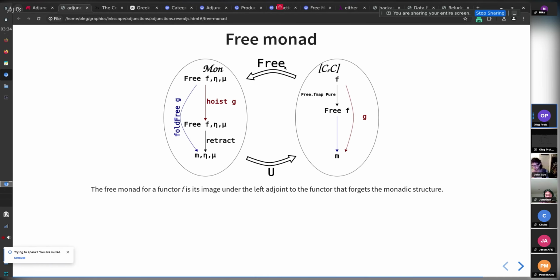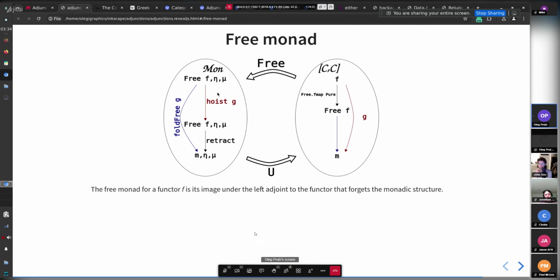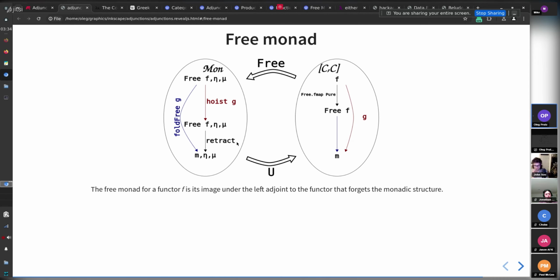So it's easy to see how free acts on objects, right? And on morphisms, you have this function hoist, either hoist or hoistFree, for mapping morphisms in the endofunctor category, natural transformations, to morphisms in the category of monads. And the counit of this adjunction is retract.